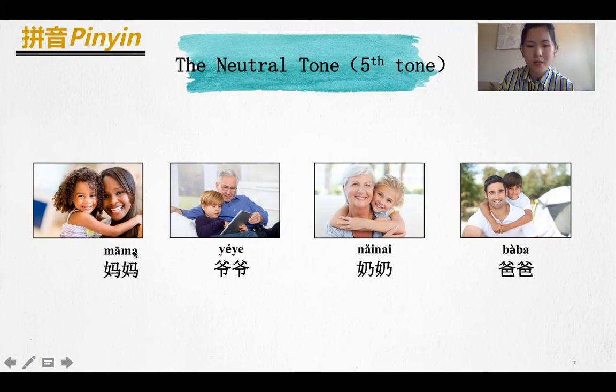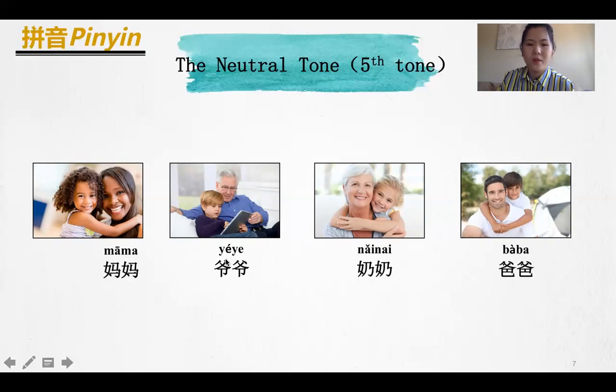There's no symbol for it. So if the vowel doesn't have a symbol on top of it, it means it's a neutral tone. And for neutral tone, it sounds short and fast. So you say mama. You say mama, right? Mama. And you stop it very fast. Mama, mama. And then this one, how do you say it?